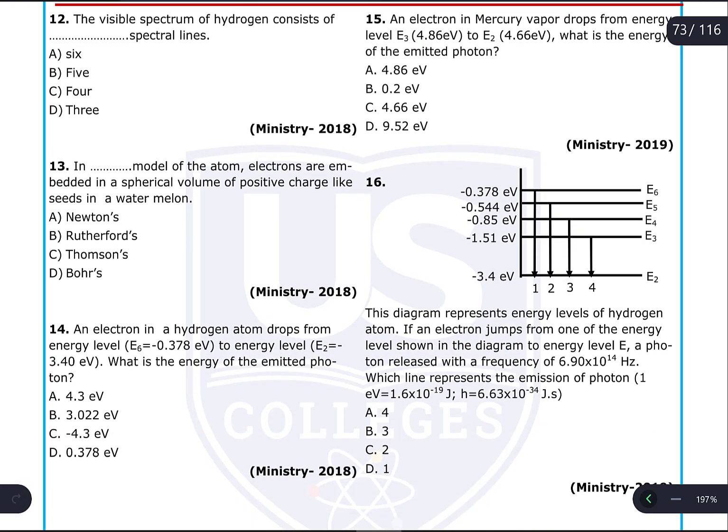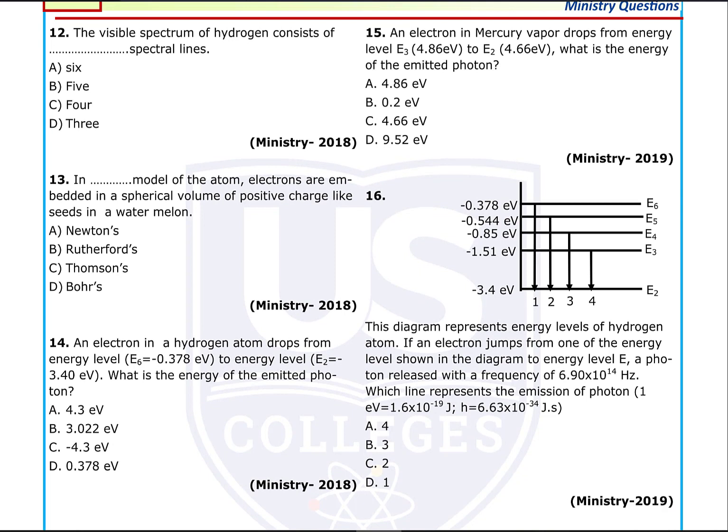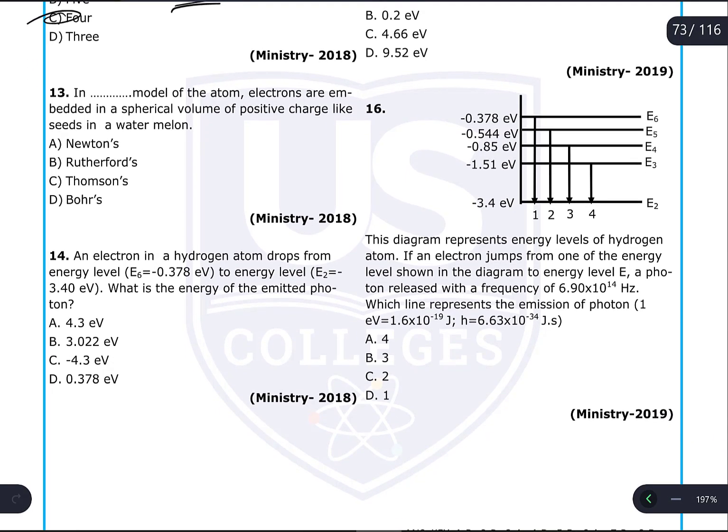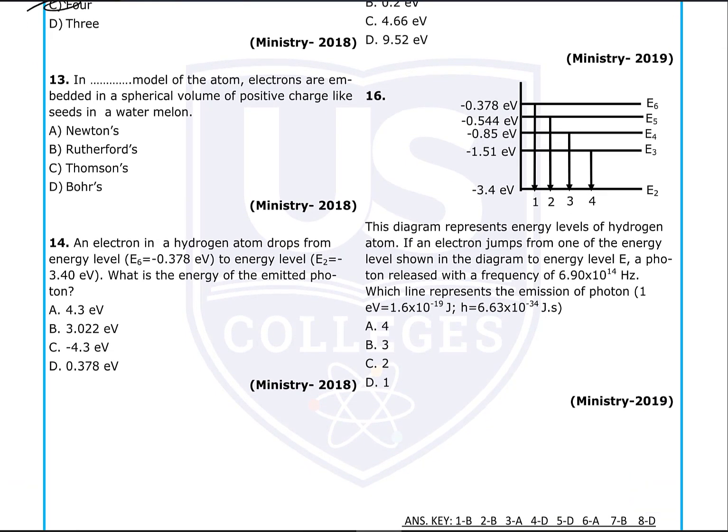And question number 12. The visible spectrum of hydrogen consists of how many spectral lines? So transition to n equal to 2 consists of 4 spectral lines, which is the visible spectrum of the hydrogen atom. In the Thomson model of the atom, electrons are embedded in a spherical volume of positive charge like seeds in a watermelon. This is Thomson's model.